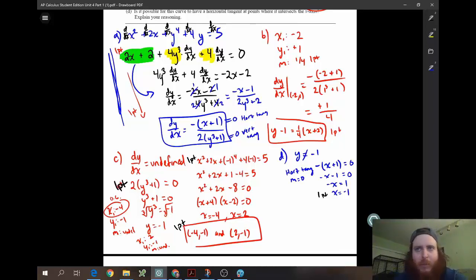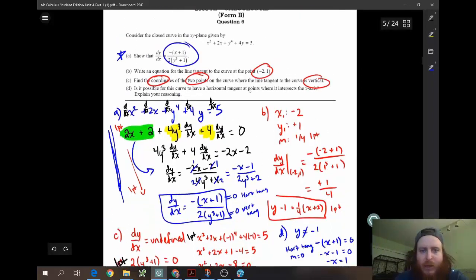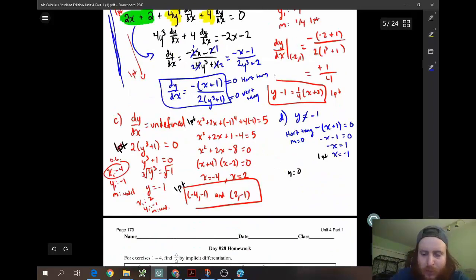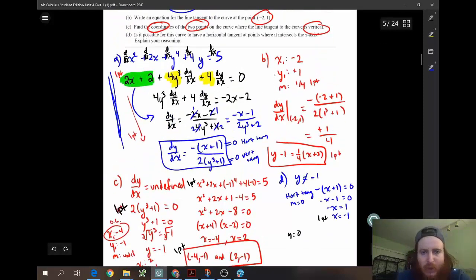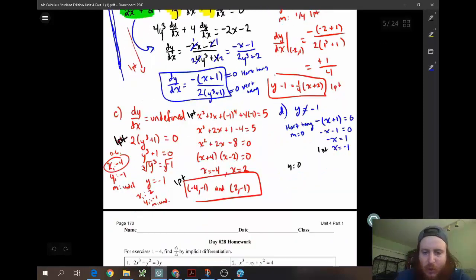Now, is it possible for us to have a horizontal tangent here? Okay, well, let's just try plugging it in. It wanted to know, is it possible for us to have a horizontal tangent where it intersects the x-axis? Well, it intersects the x-axis when y equals 0. So we could do one of two things. We could either plug in negative 1 and solve for y and see if it's 0 or not, or we could plug in negative 1 and 0 and see if the equation works. I'm going to do the second thing. Anywhere I see an x, I'm going to plug in negative 1.